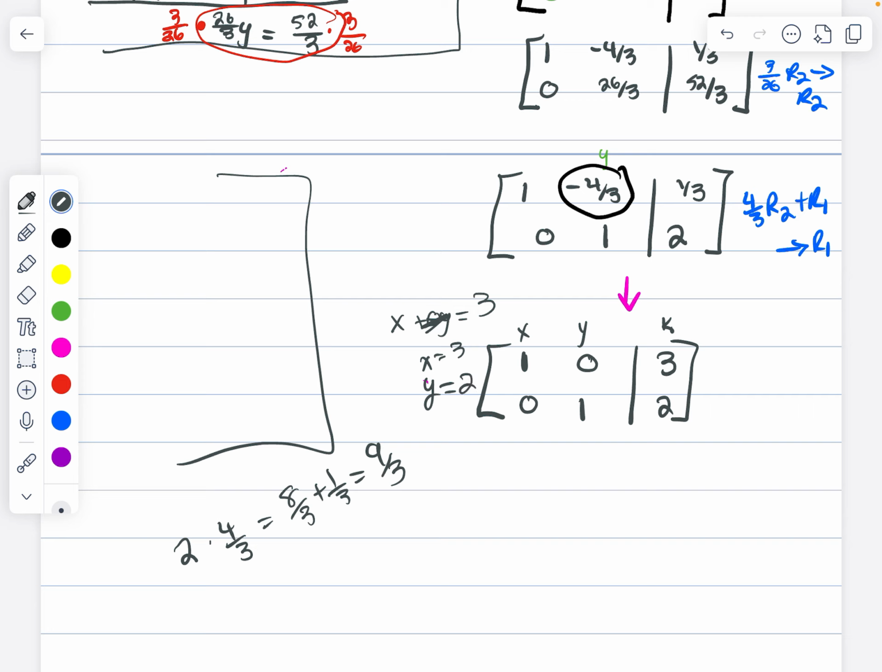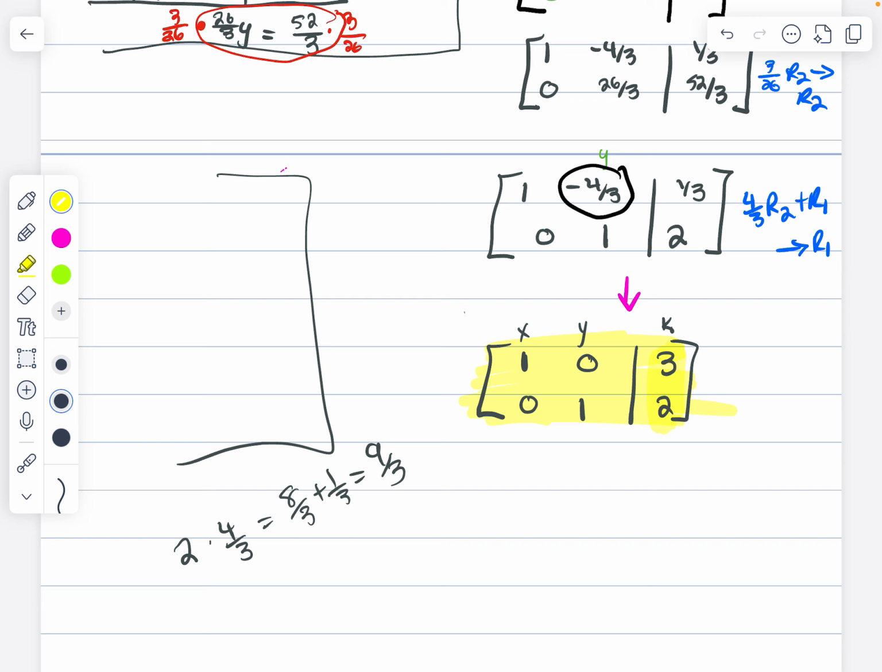So that's our answer. Hopefully what you've gathered from this is that once we get in this form right here, we have solved, and these are our solutions. This is called Gauss-Jordan, solving by Gauss-Jordan instead of backward substitution. But we can check by backward substitution.